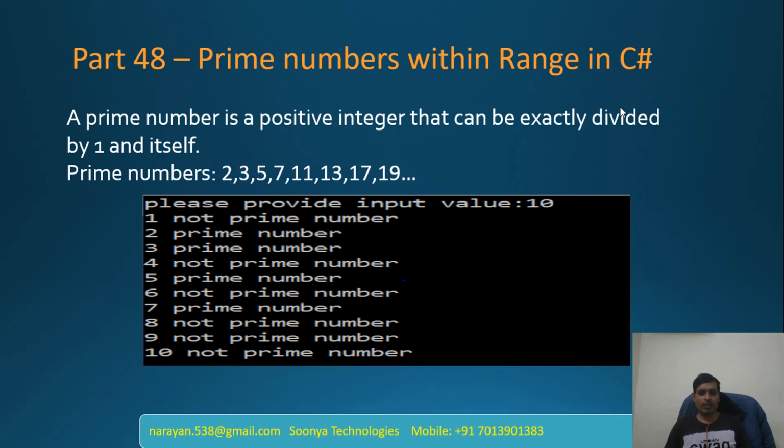What is a prime number? A prime number is a positive integer that can be exactly divided by 1 and itself. That means a prime number contains only two factors. Prime numbers are like 2, 3, 5, 7, 11 and so on. In this program, if we provide input as 10, then we need to get output as 1 not prime number, 2 prime number, 3 prime number, 4 not prime number, 5 prime number and so on up to 10.